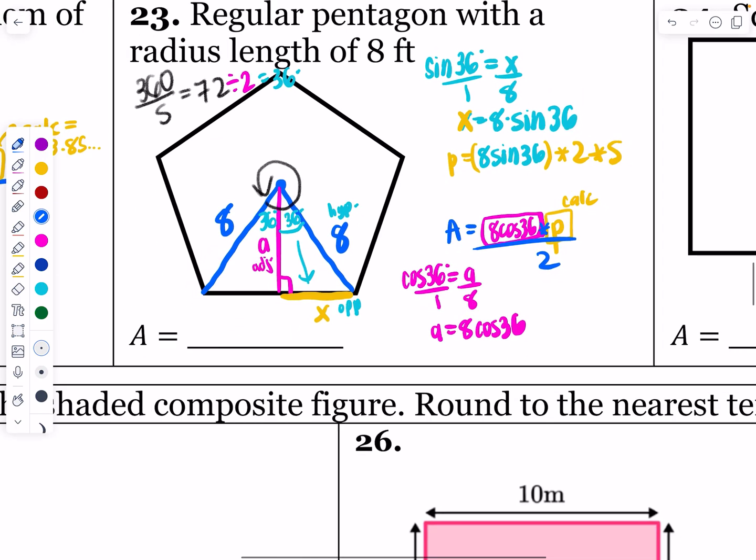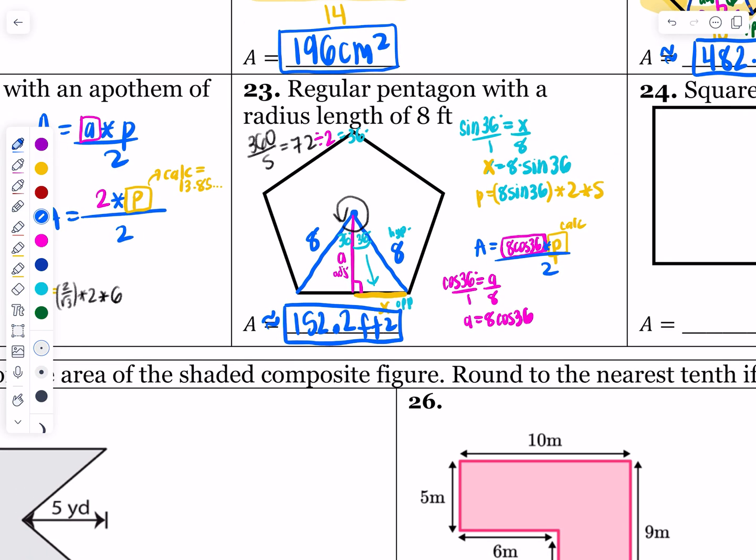So this is the most complicated one we have so far. If we had one like this on the test where you had to do all of this extra work, we would make this a bonus question. So 152.2, what are my units? Feet squared. So 152.2 feet squared of area on the inside of this shape. That's the hardest one we've done so far.